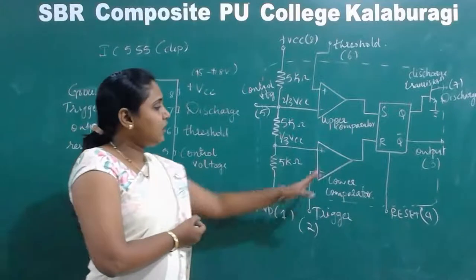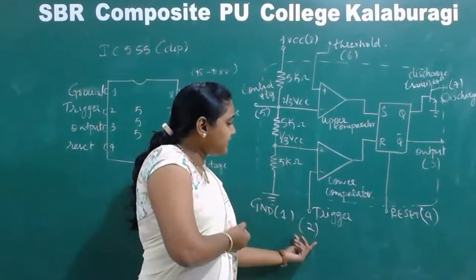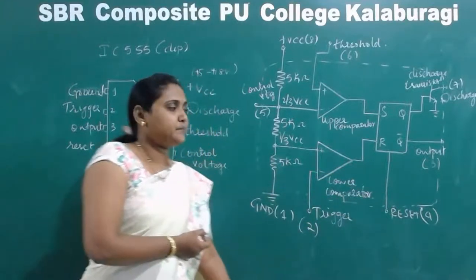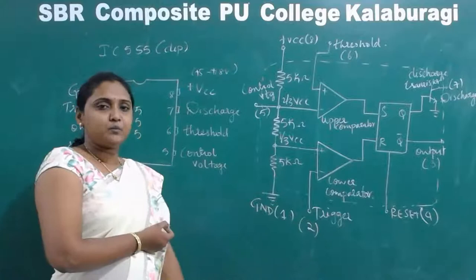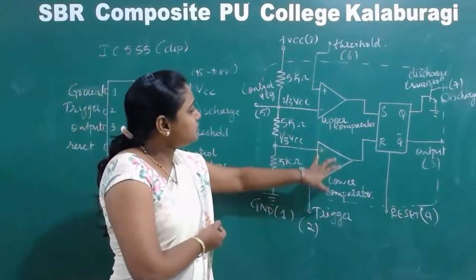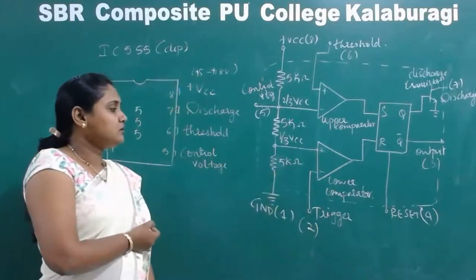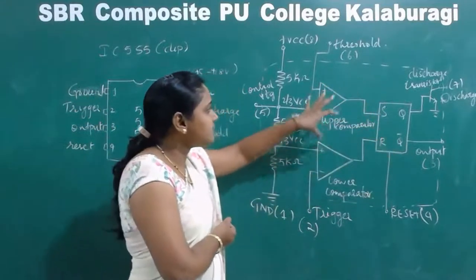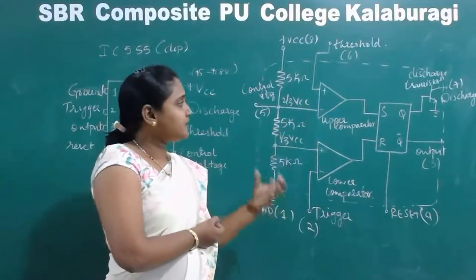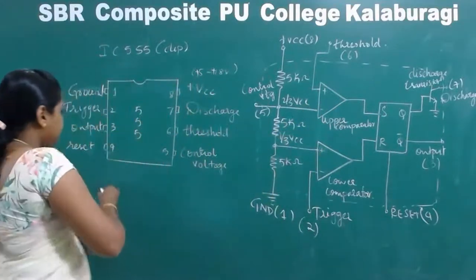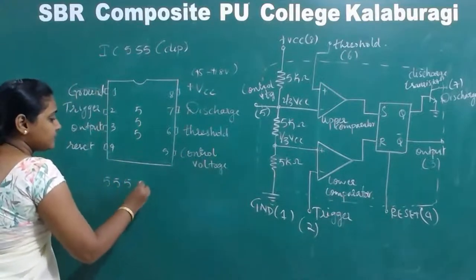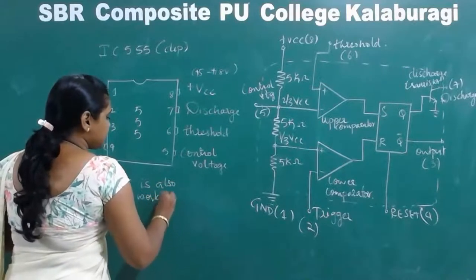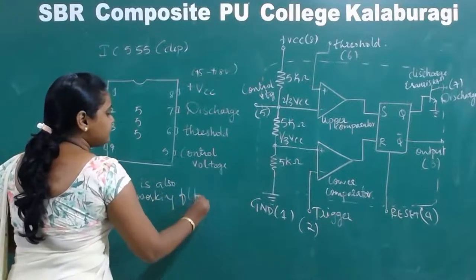Here, the trigger has to be applied with a negative pulse to make the output of the lower comparator high. So this is the trigger input. These two can be controlled together to control S and R. So basically the entire unit, the 555, is nothing but a flip-flop itself. The 555 is working as a flip flop here, isn't it?